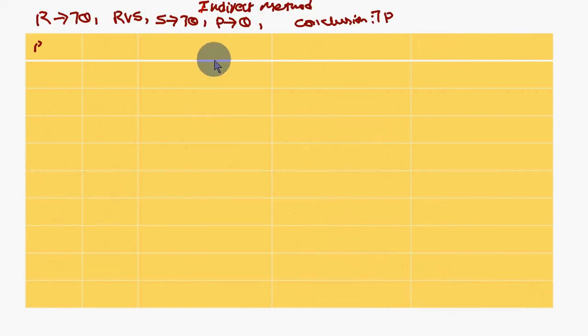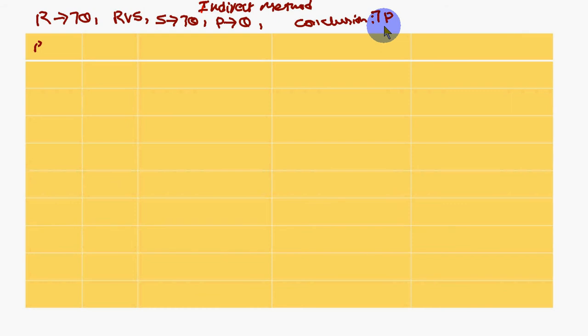So next we will go to one more problem in the indirect method. R conditional not Q is one premise, R or S is one premise, S conditional not Q is one more premise, P conditional Q is one more premise, meaning 4 premises.